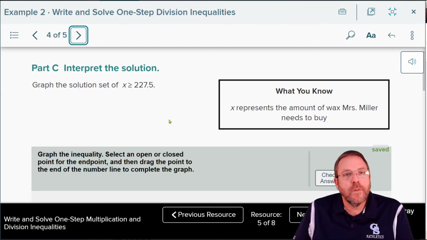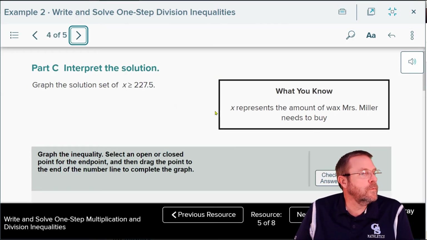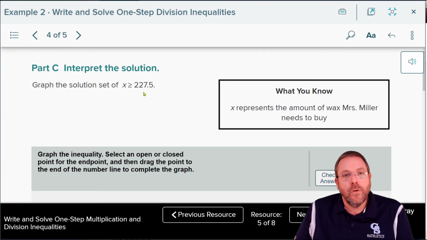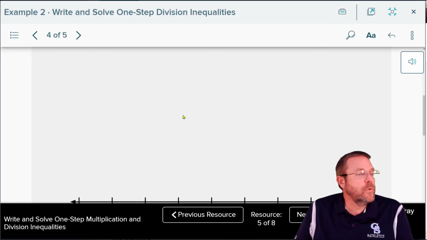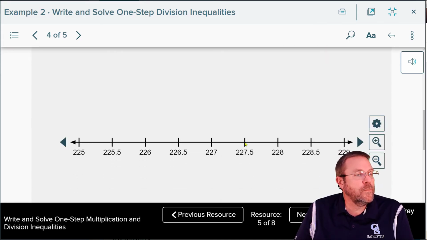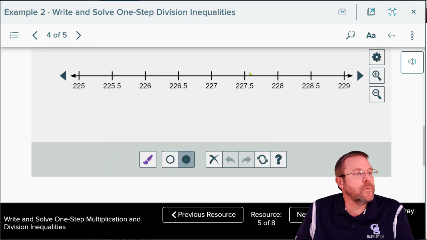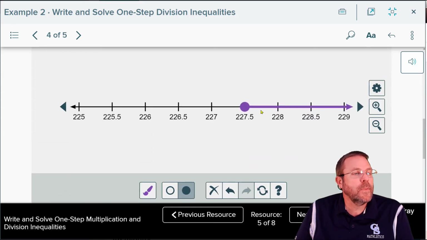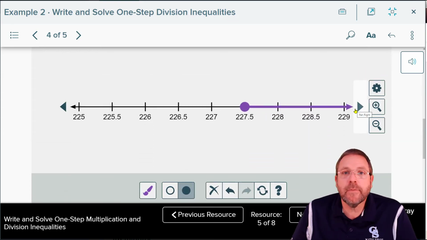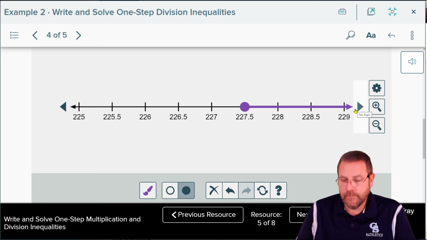Moving on to the next slide here, interpreting the information. They want us to graph it. It's an "or equal to," so that means we're going to need to have a closed circle starting at 227.5. x is greater than that number, so we're going to take that 227.5 and go greater than it. Grab ourselves a closed circle and go greater than it, and it's going to look just like that. Here's the graph. Easy math. Anybody can do this stuff.